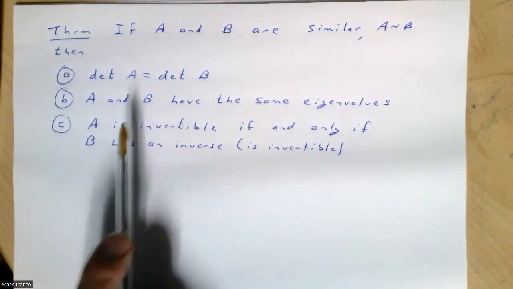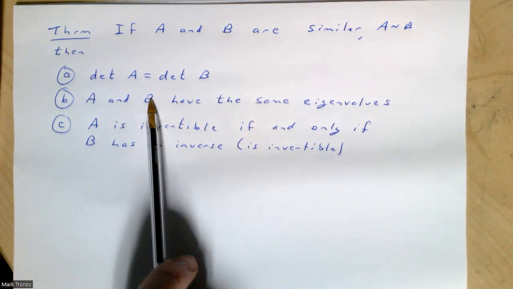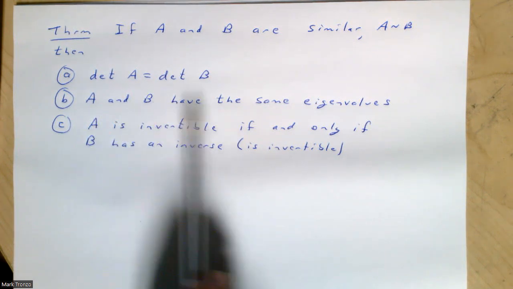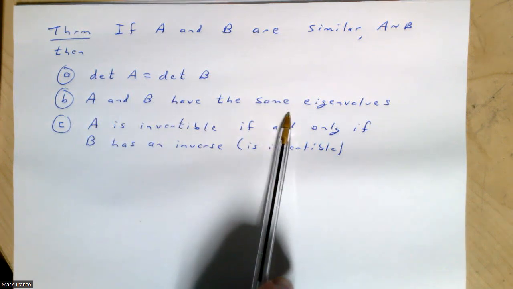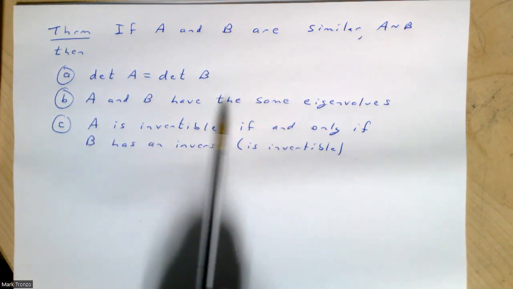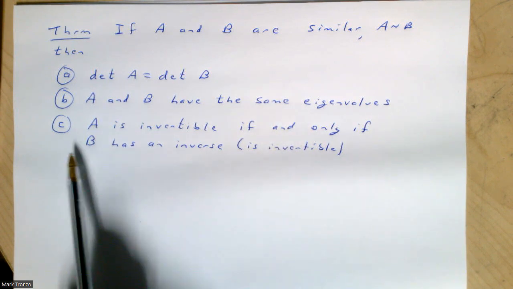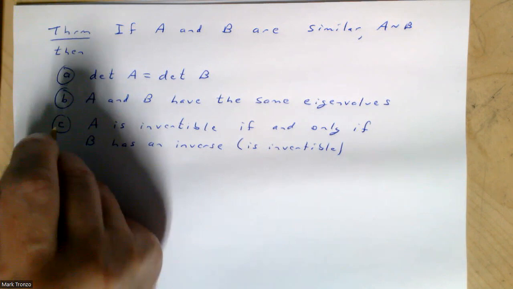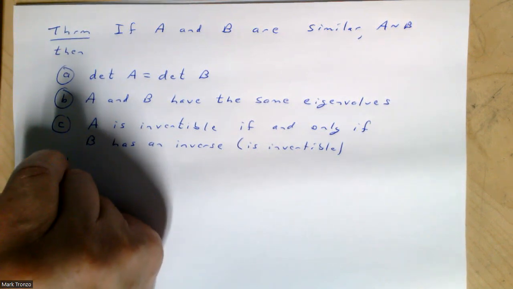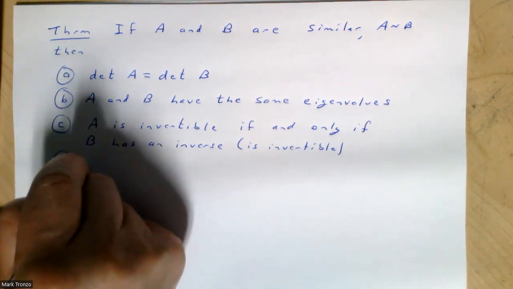And you could, of course, get that from the previous one, because if A and B have the same eigenvalues, if one of those eigenvalues is 0, then neither A nor B is invertible. If none of the eigenvalues are 0, then both A and B would be invertible. Another one we have is A and B have the same rank.